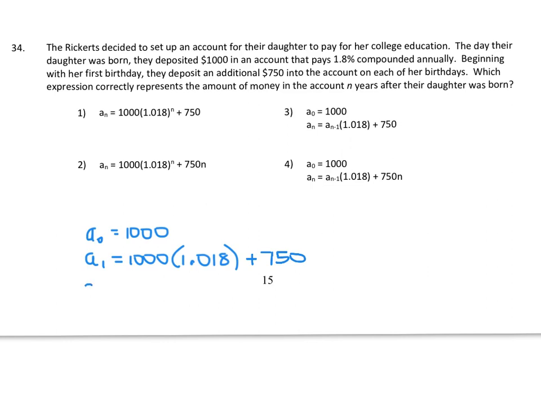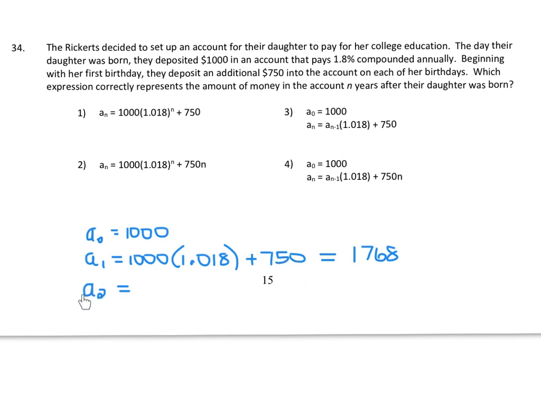To find A sub 2, we're going to take whatever this previous term was equal to. So let's find out what that's equal to. When we plug all of this in the calculator, we wind up getting $1,768. So that's how much is in her account on her first birthday. It collects the interest from the first year, plus they're adding another $750.